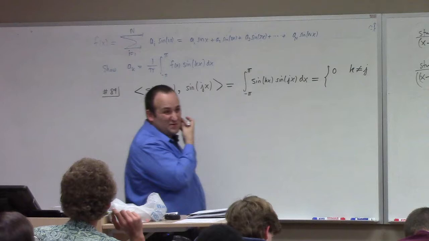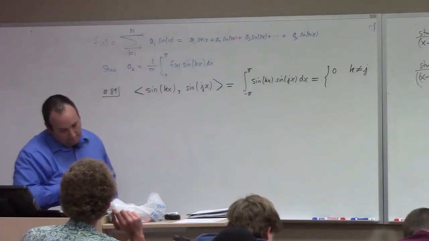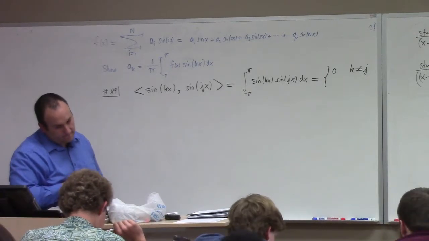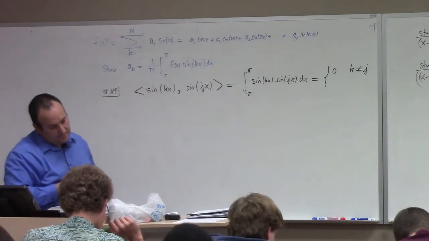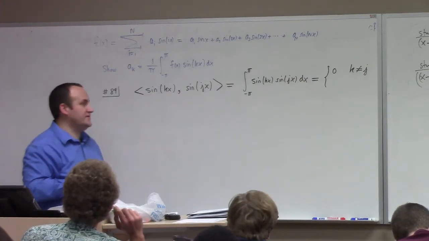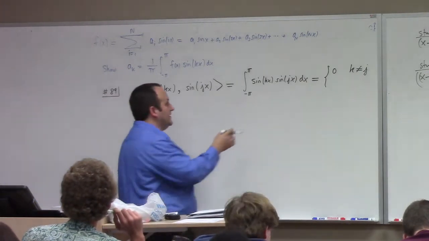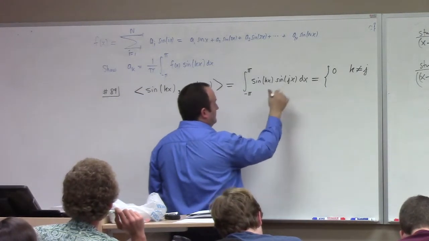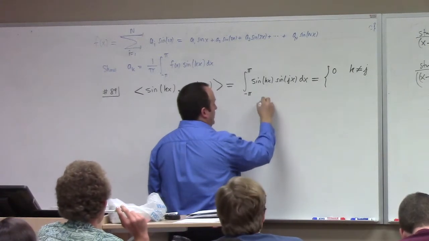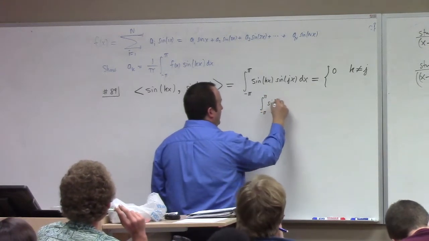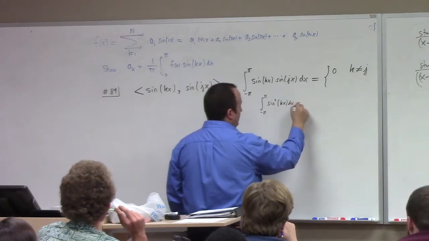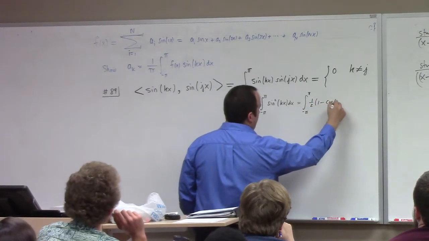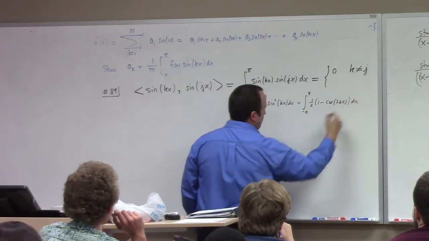But what happens if k is equal to j? They just deal with the case of distinct functions, but you could also have the case where k is equal to j. What would this integral become when k is equal to j? Sine squared. We'll keep the k, sine squared kx dx, which is the integral from minus pi to pi of 1/2 times 1 minus the cosine of 2kx dx, right?